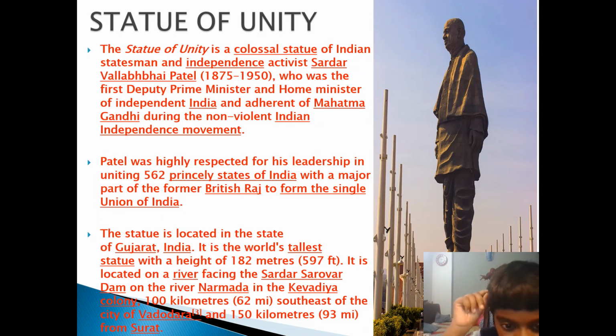The statue is located in the state of Gujarat, India. It is the world's tallest statue with a height of 182 meters, 197 feet. It is located on a river facing the Sardar Sarovar Dam on the Narmada and in the Kevadia colony, 100 kilometers, 62 miles southeast of the city of Vadodara and 150 kilometers, 93 miles from Surat, friends. And on the right side you can see the Sardar Vallabhbhai Patel statue, friends, and it's also called the Statue of Unity.